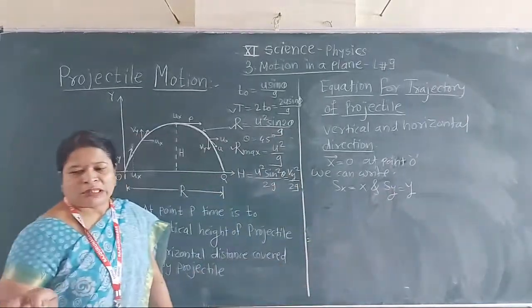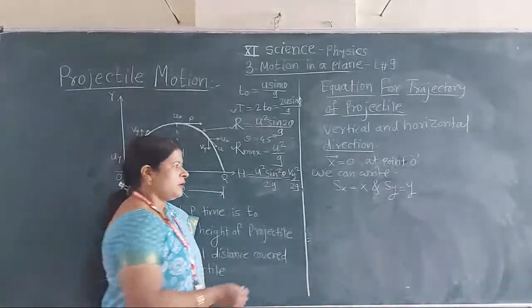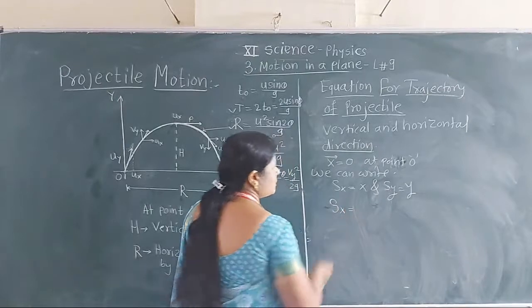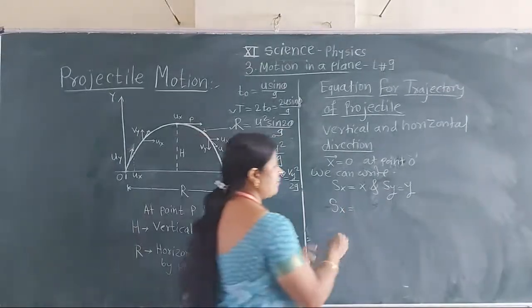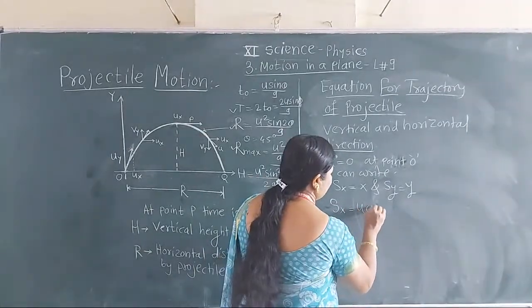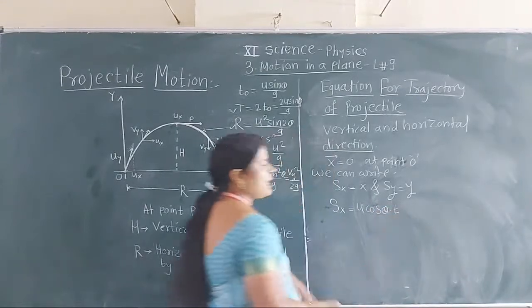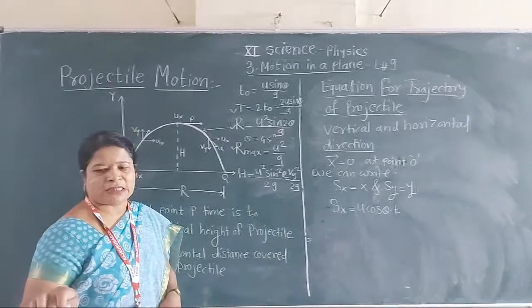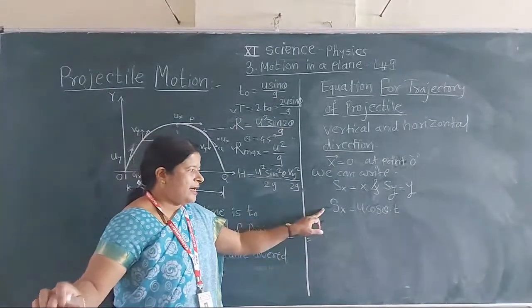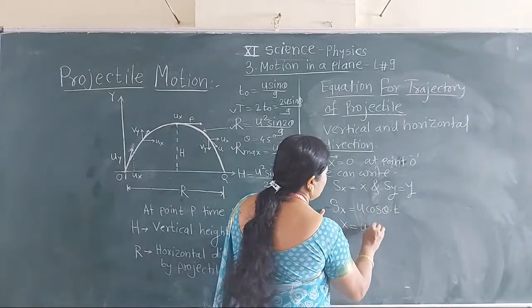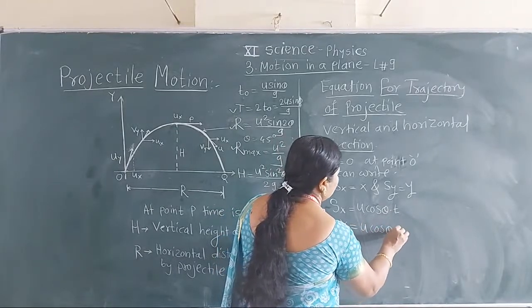So from this equation, along x-axis we use displacement of a projectile. For displacement we use the equation u cos theta into t along x-axis. So here x is equal to u cos of theta into t.